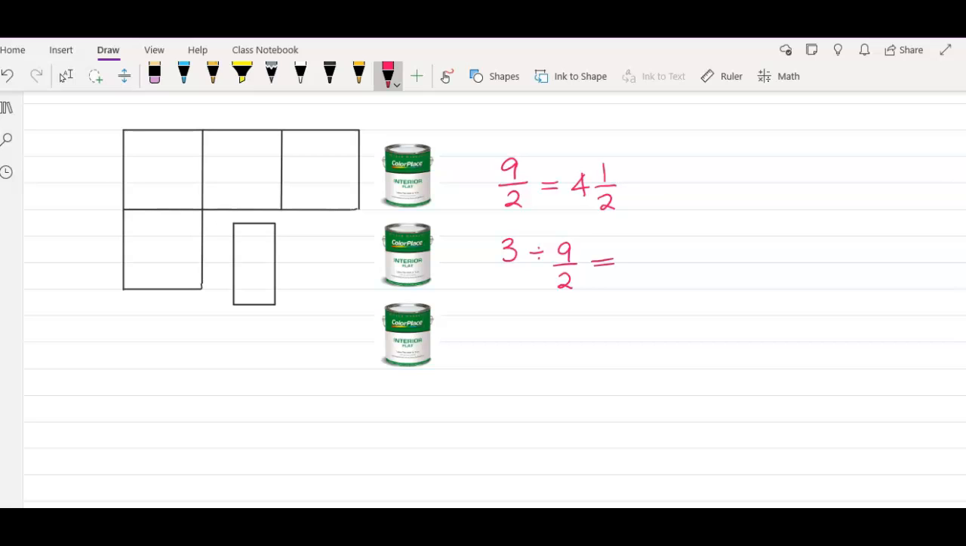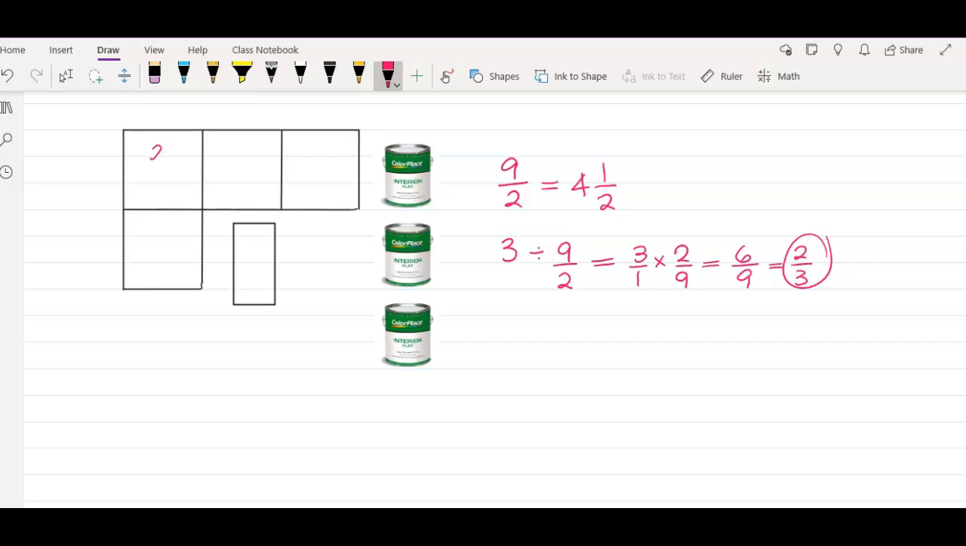Well, when we are dividing by a fraction, we keep the first number, change to multiplication, and flip the second number. And again, we want to multiply fractions, so I'm going to make 3 look like a fraction. And now when I multiply across, I get 6 on the top. On the bottom, I get 9. And then I put it in lowest terms because I can divide both of them by 3, and I get 2/3.